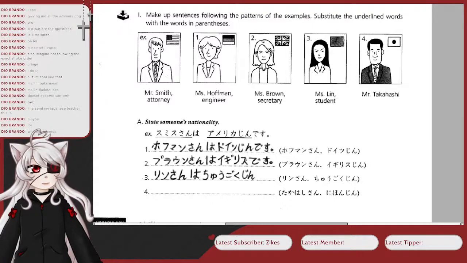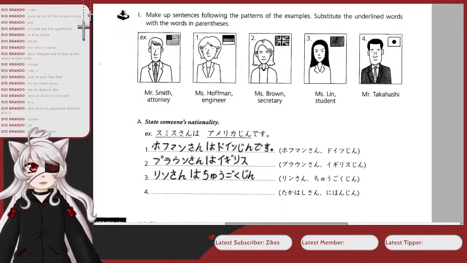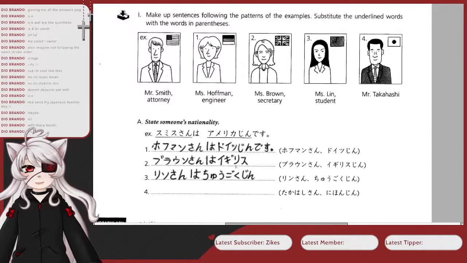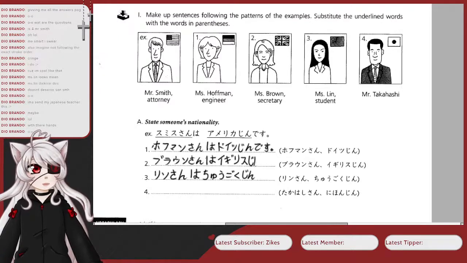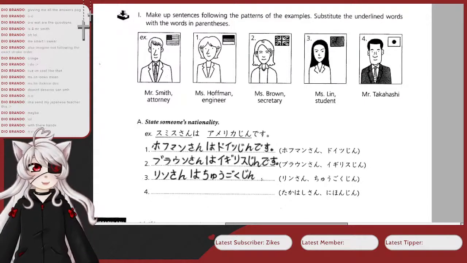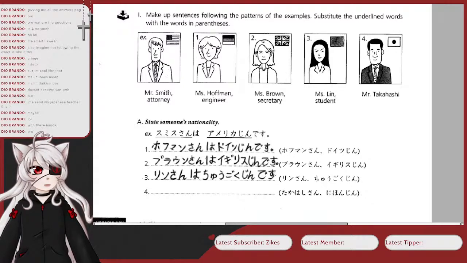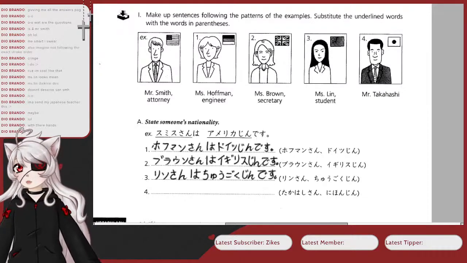Oh, I messed up. I just said that Brown was England. Miss Brown is now England. They're not English. She's just the entirety of England. And that's why we do exercises like this. Let's see. There we go. So, Rin-san wa Chugokujin desu.